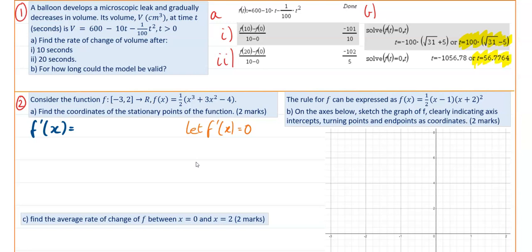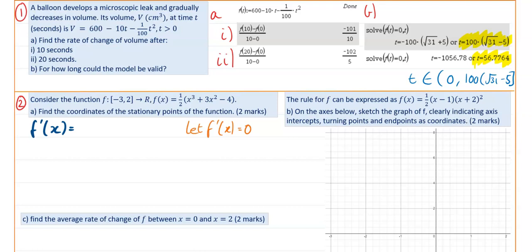So let's say when t is an element of 0 to 100 times the square root of 31 minus 5, and a curved bracket as well. Actually, we probably could have a square bracket there because the volume would be technically 0 exactly at that point. Oops, square bracket, there we go. So that's a bit of a strange question, but again, we're finding the t-intercept, or the x-intercept if you want to think of it like that, and obviously we ignore the negative value as we would not have negative time with our balloon leak.